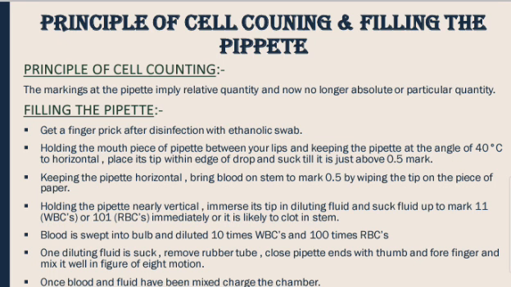So then blood is swept into the bulb and diluted 10 times for WBCs and 100 times for RBCs once diluting fluid is sucked. Remove rubber tube, close pipette end with thumb and forefinger and mix it well in a figure of 8 motion. Once blood and fluid have been mixed, charge the chamber.